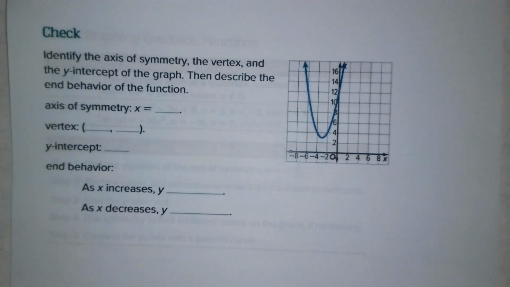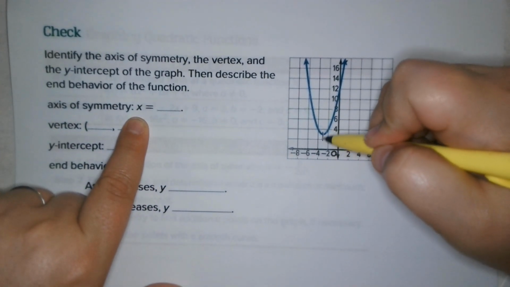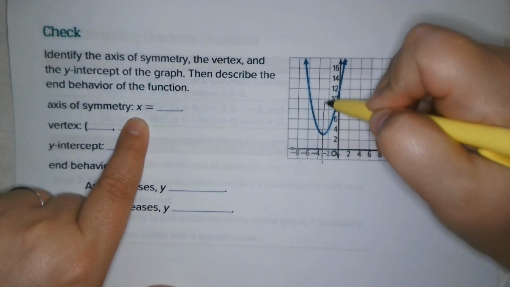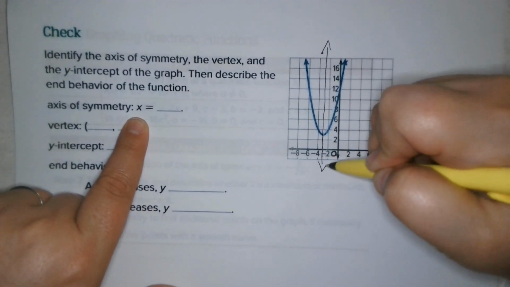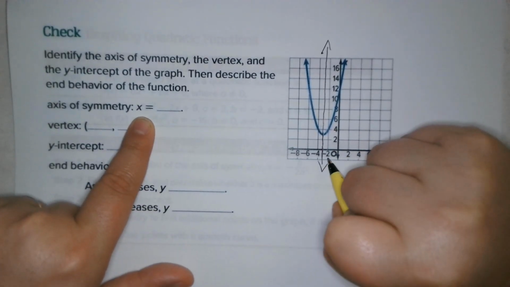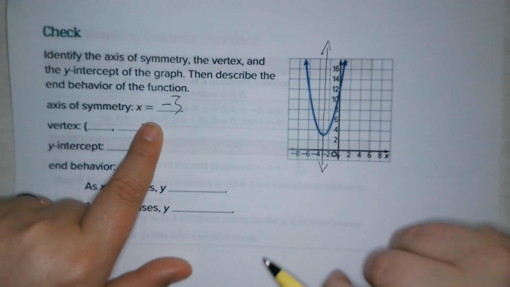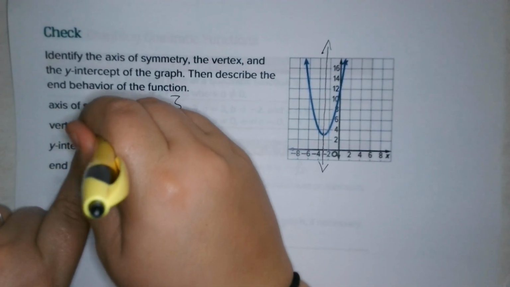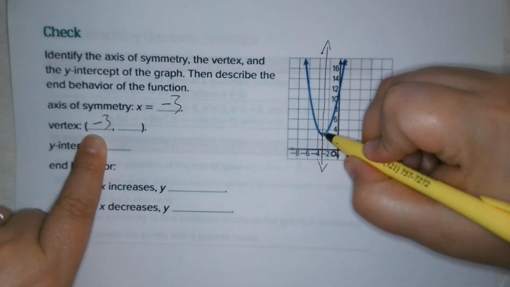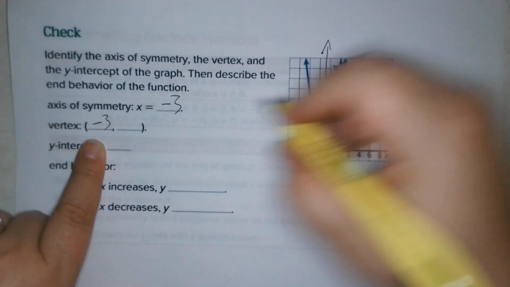Are you ready? So the axis of symmetry, I want to cut it in half. Here's where it looks like it's the same on both sides. There's my line of symmetry. Axis of symmetry, so what is x? I went between -2 and -4, which is going to be -3. My vertex is this tip right here, so I've got -3, 3.